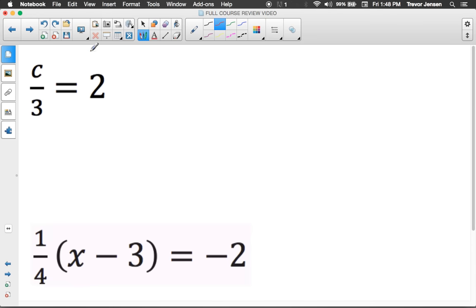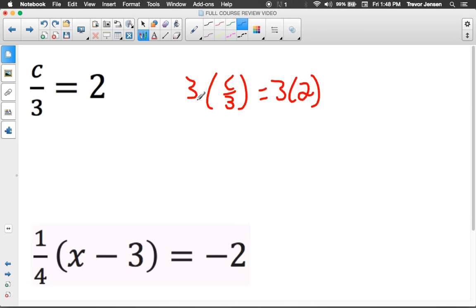Okay, here, let's look at fractions. So I have c divided by 3. Well, don't forget, if we want to move that divided by 3 to the other side, what's the opposite of dividing by 3? Well, the opposite of dividing by 3 is multiplying by 3. So I'm going to multiply both sides of the equation, because we have to keep it balanced, by 3. So I rewrote the equation, but multiplied both sides by 3.